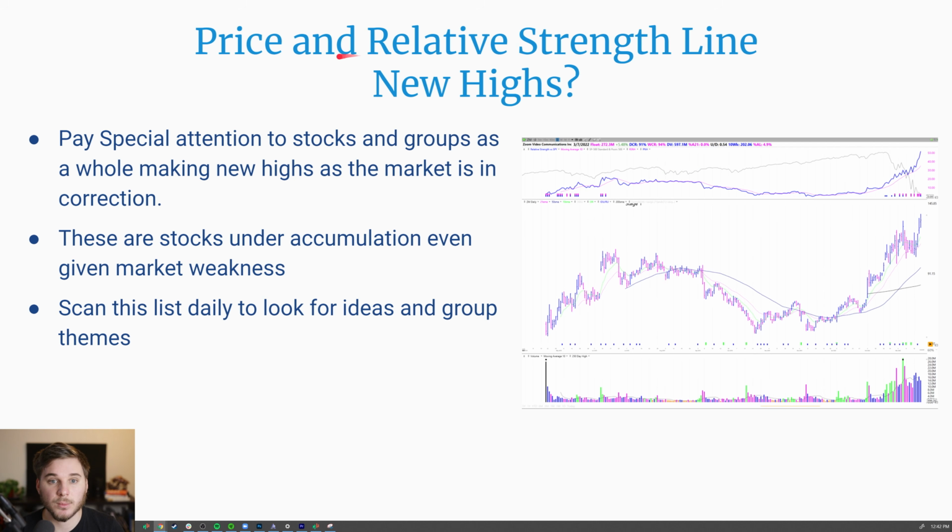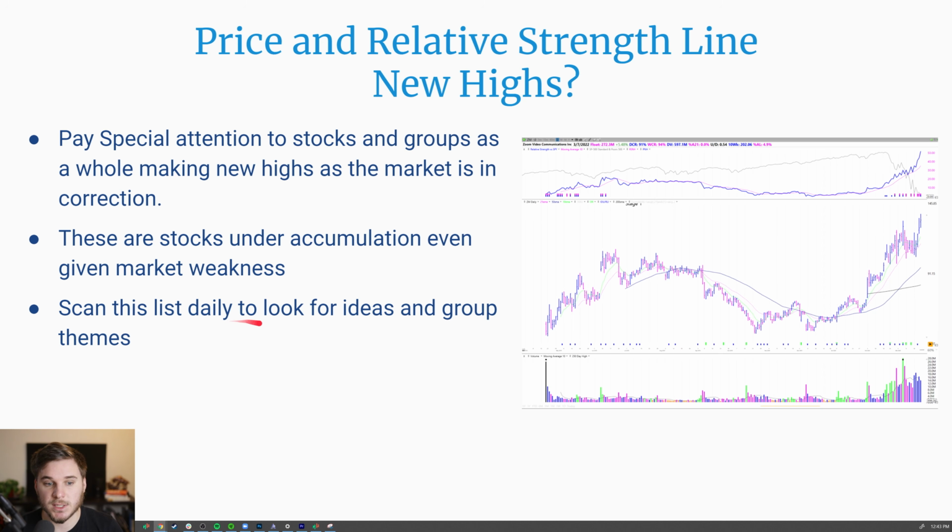And first off, let's start with price and relative strength line new highs. Essentially, you want to pay special attention to stocks and groups as a whole making new highs as the market is in correction. That's the clear sign that they're under accumulation by institutions and are being supported, even given the market weakness.